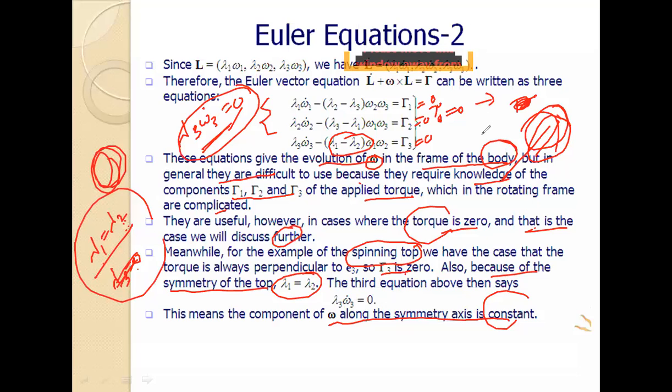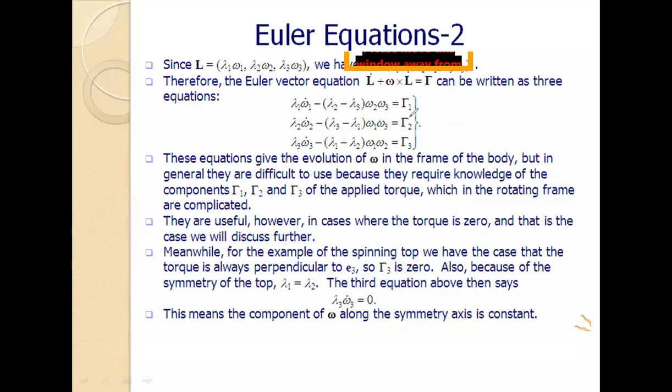Okay, I'll show that video next class, how the spinning top works. So now you understand these equations, and now you understand that for the spinning top, torque 3 equal to 0. This is equal to 0. If this is equal to 0, this is also equal to 0 because lambda 1 is equal to lambda 2. Right? So from here, this is equal to 0.